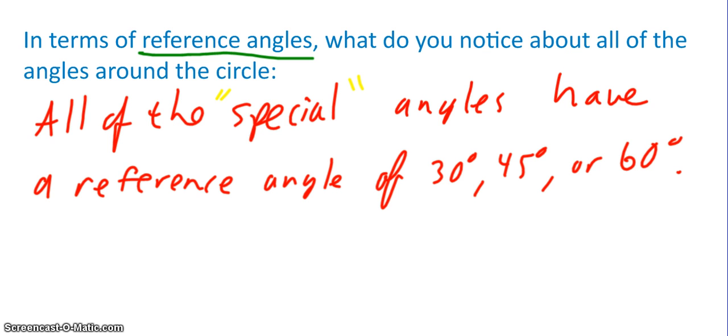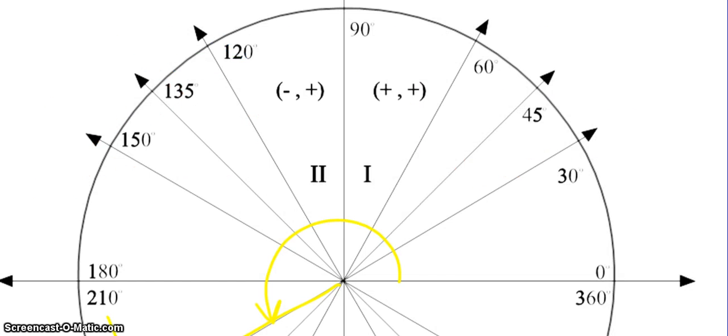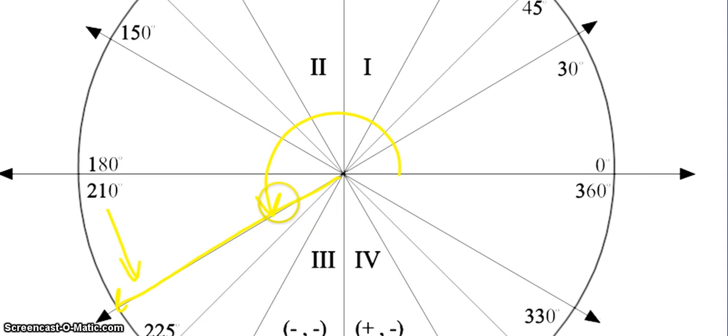Alright, so hopefully you noticed that all of these special angles that we looked at and that we labeled on the unit circle have a reference angle of either 30 degrees, 45 degrees, or 60 degrees. If you're not sure what I'm talking about, let's look back here. So let's look at this 210 degree angle that I drew. What is the reference angle? The reference angle is right here. That's 30 degrees.